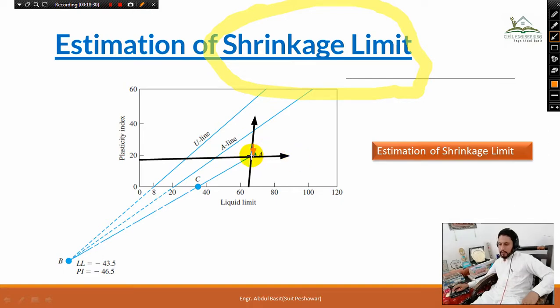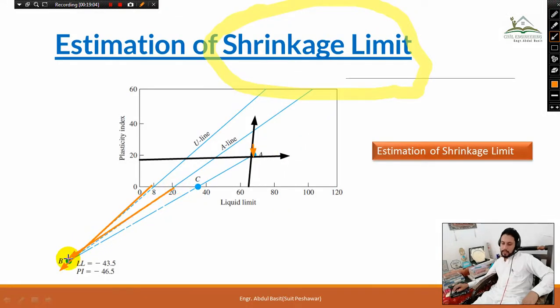Now, how do we find the shrinkage limit for this soil? You have the U line and A line, and you have plotted the point for your soil. Then extend the U line downward in its direction, just continue it downward. Similarly, the A line should also be drawn backward in the same direction. By drawing these two lines downward, you will get a new point, that is the B point. You can see it from here.